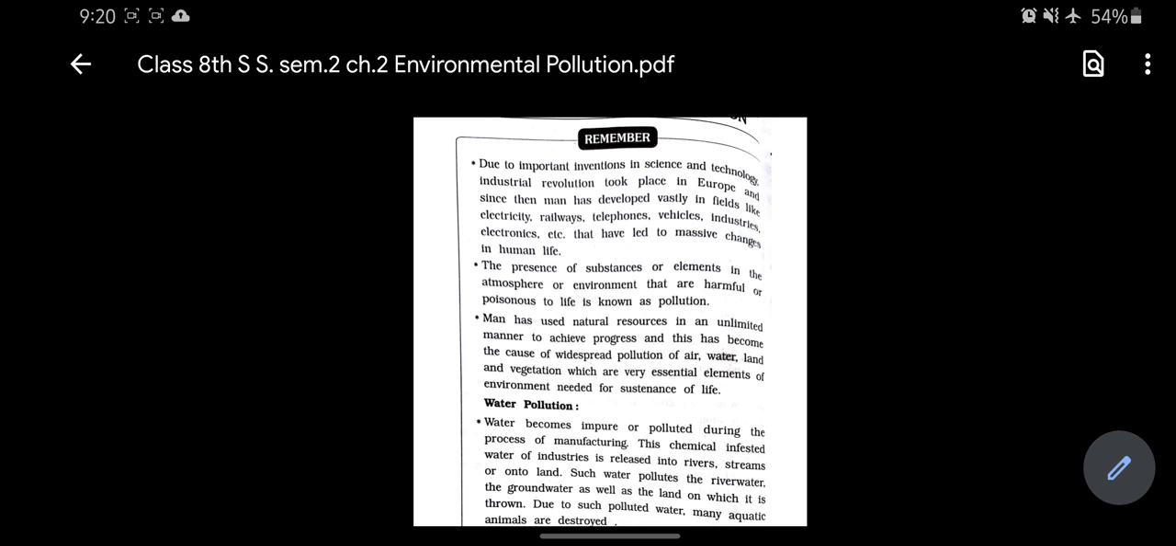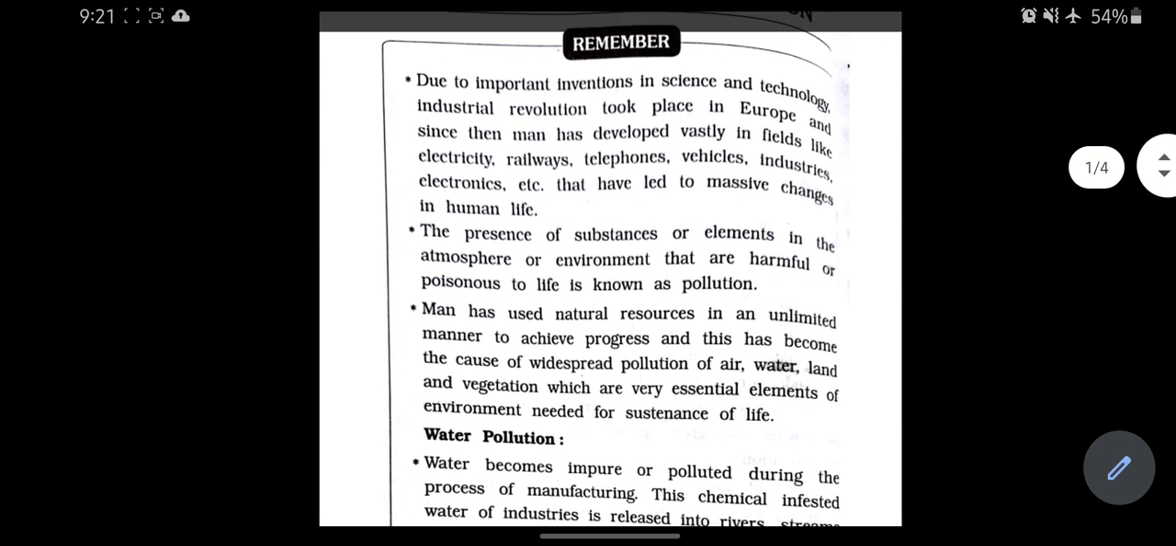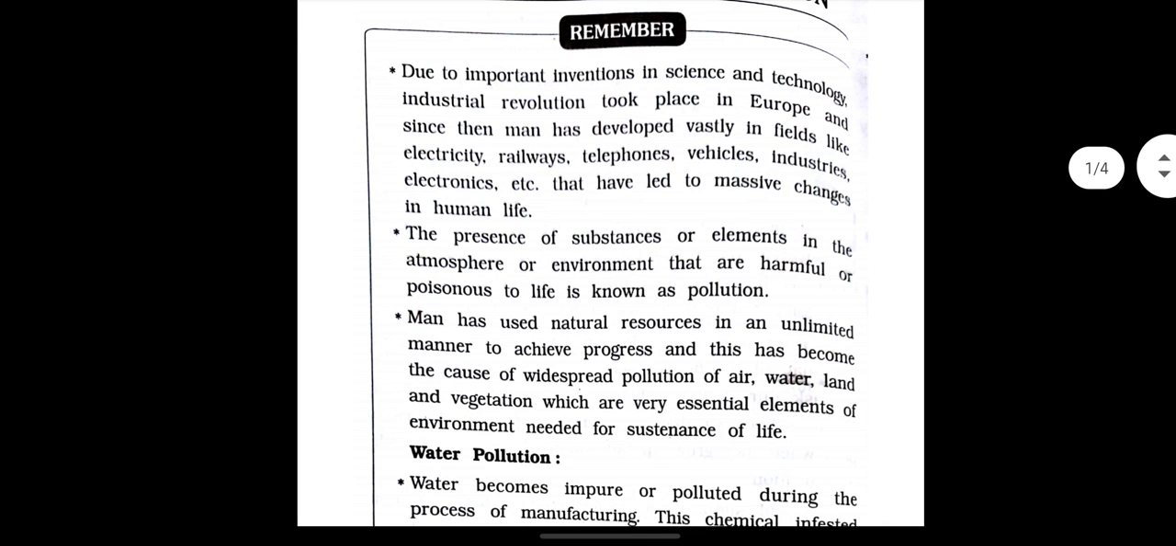So, let us start. Here, there are some important points of this lesson. Let us discuss those points and understand the content of this lesson. Due to important inventions in science and technology, the industrial revolution took place in Europe, and since then man has developed vastly in fields like electricity, railways, telephones, vehicles, industries, electronics, etc. that have led to a massive change in human life.